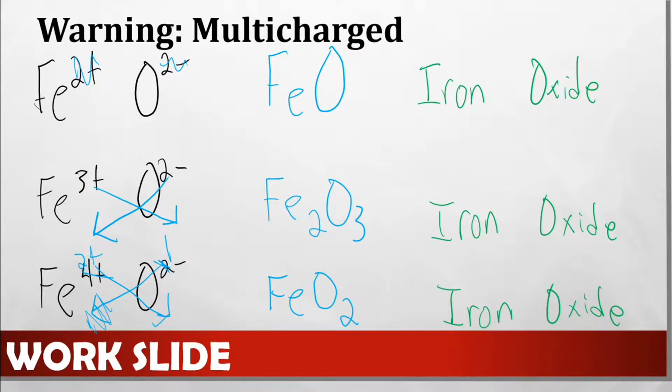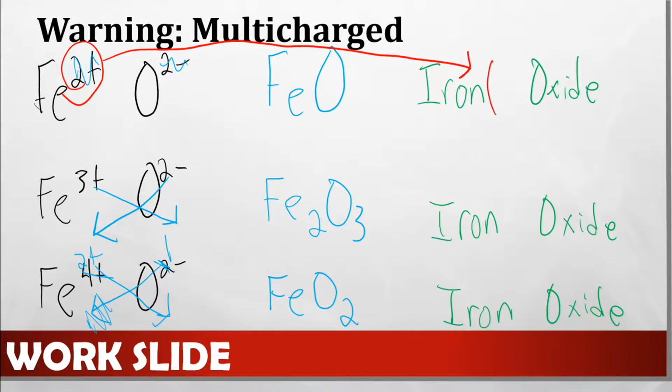These are obviously different things. I mean, there is a complete different ratio between iron and oxygen. And, you know, it starts out with the most iron and ends up with the least iron as we go. So there's got to be something with this. And that is where these multi-charged things come into play. See, we need to show which charge of iron that we had when we write our name.